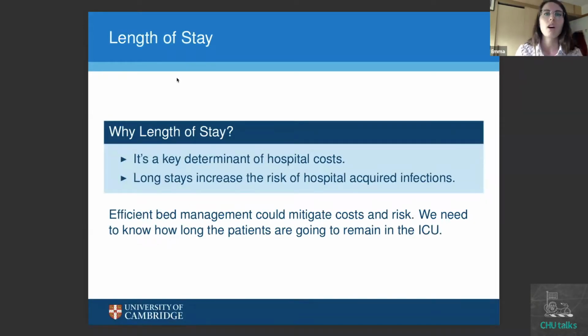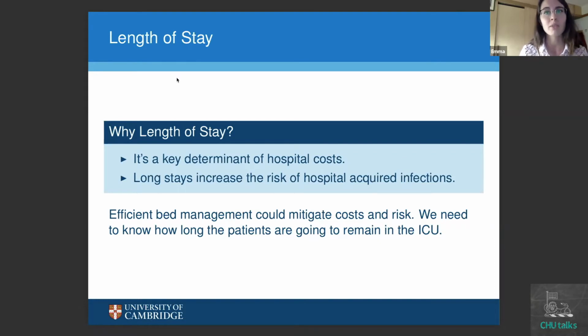So why do we care about length of stay? Well, first of all, it's really important for hospital expenditure. About 85 to 90% of inpatient variability in hospital costs is purely down to how long they're staying in the ICU. The other thing is that the longer a patient stays in the hospital, the more likely they are to catch a hospital-acquired infection.